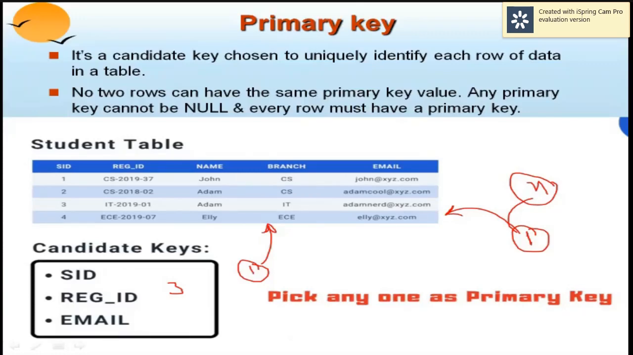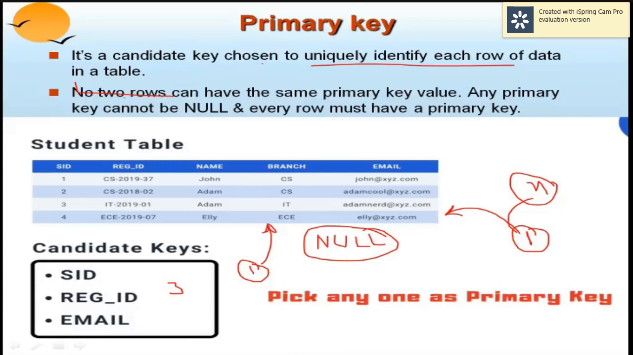One thing I should keep in mind is that whatever key I select should not be a null value. Null value means the attribute is carrying no value. It is neither zero nor carrying any value. Those things should not be encouraged for the primary key concept. So that's what it says: it's a candidate key chosen to uniquely identify each row of data in a table.